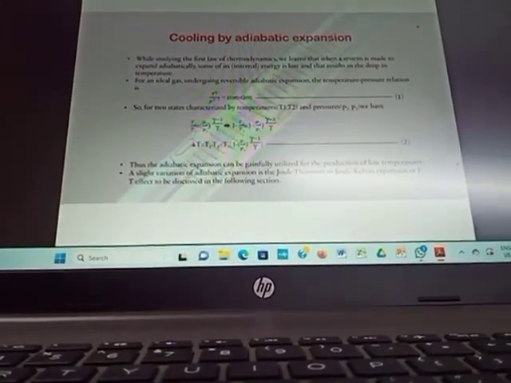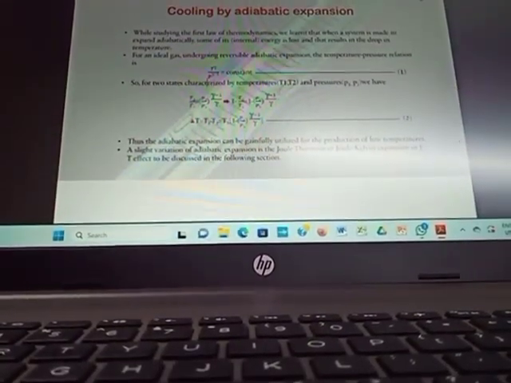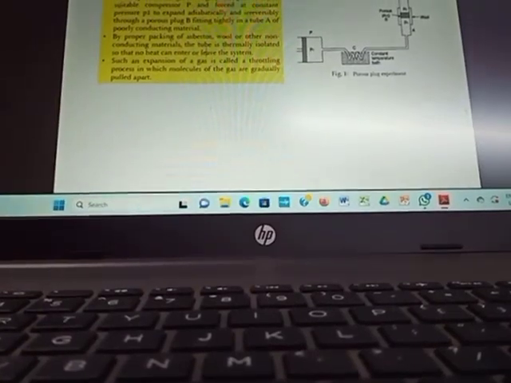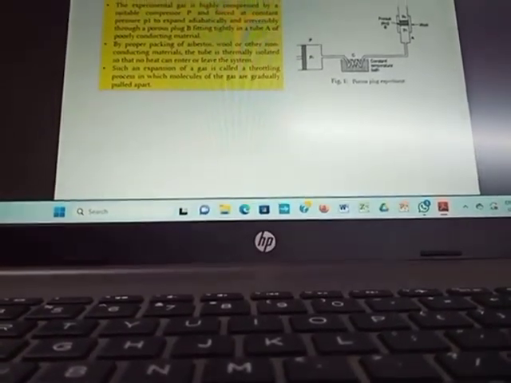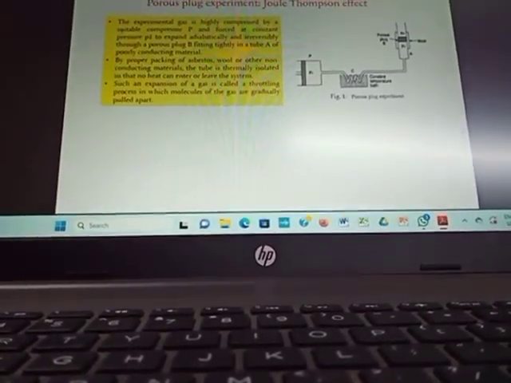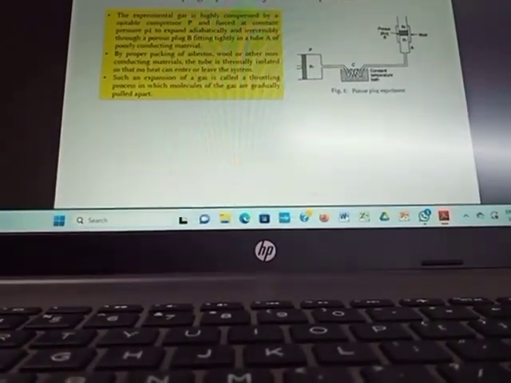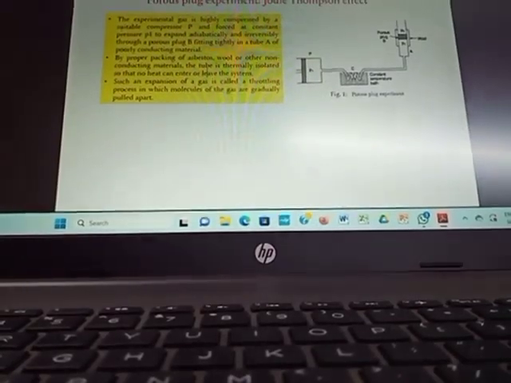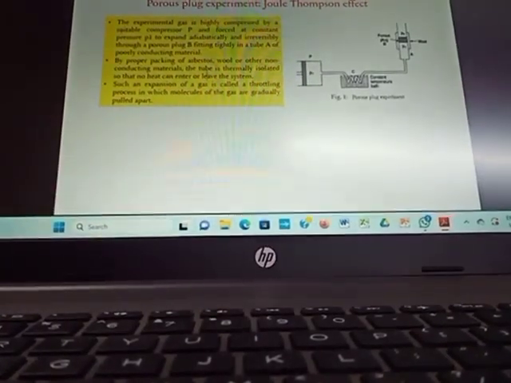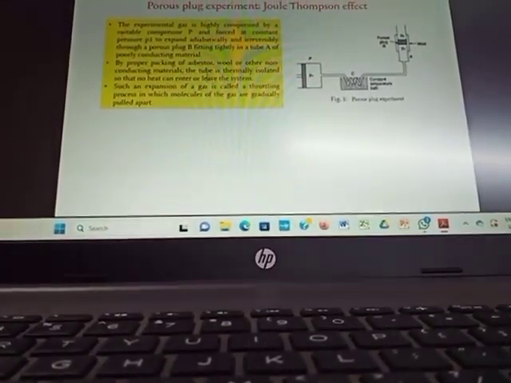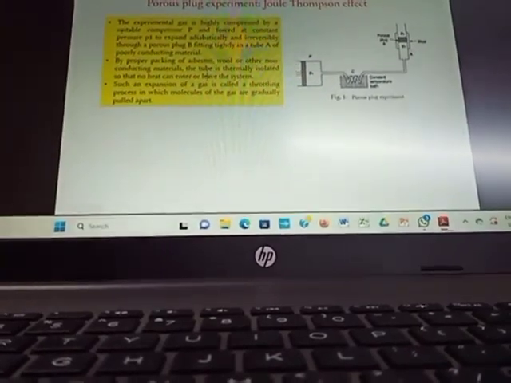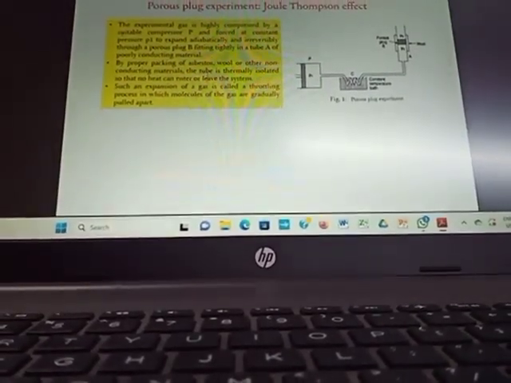A slight variation of adiabatic expansion is the Joule-Thomson effect, or Joule-Kelvin expansion, which will be discussed in the following section. Podolsky plug experiment: in this experiment, the experimental gas is highly compressed by a suitable compressor and forced at constant pressure P1, which can expand adiabatically and irreversibly through a porous plug B fitting tightly in a tube A of poorly conducting material. By proper packing of asbestos, wool or other non-conducting materials, the tube is thermally isolated so that no heat can enter or leave the system. Such an expansion of gas is called a throttling process.